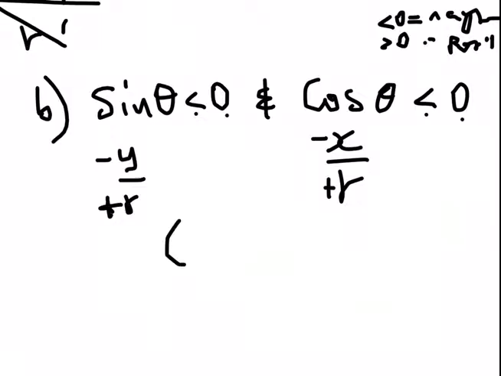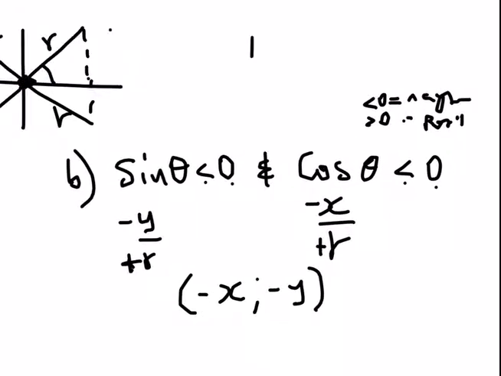Then what you do is take your x value being negative and your y value being negative. You go to your Cartesian plane to find out in which quadrant you have x being negative and y being negative. Definitely it should be the third quadrant.